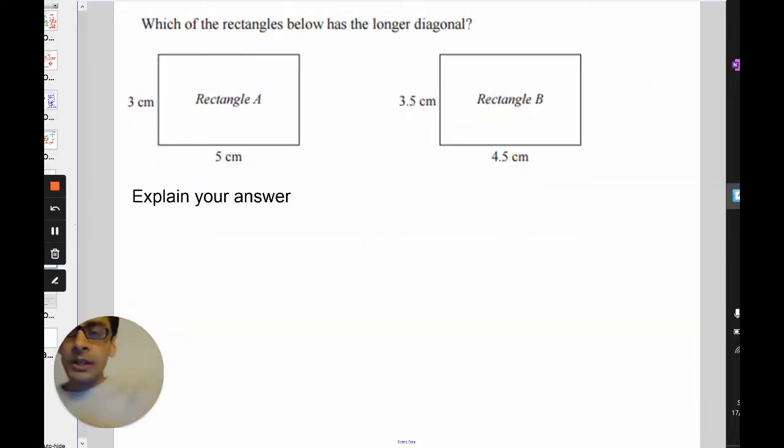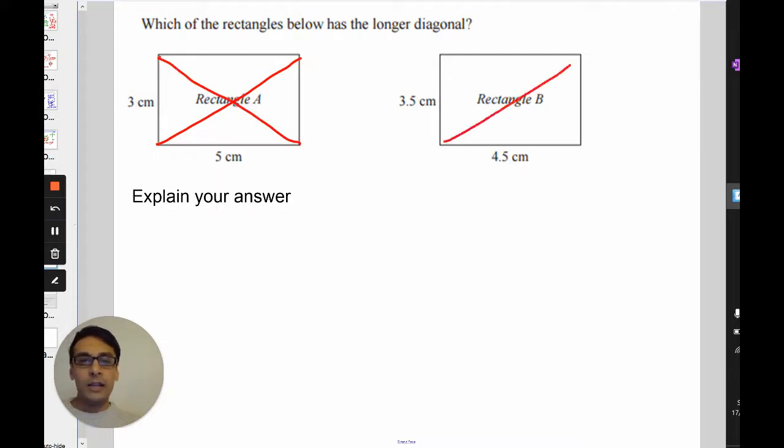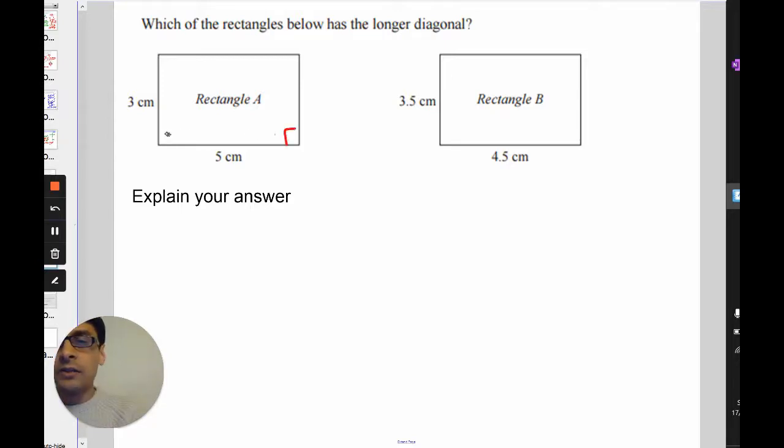Now, we're going to do just two short examples of more Pythagoras questions, which are not necessarily obviously Pythagoras questions. So it says, which of these rectangles below has a longer diagonal? When we talk about a diagonal, we're talking about this length here or that length there. And it's the same for this rectangle on the right. So the question is, which has a longer diagonal? Explain your answer. Well, you know that they're rectangles, so these all have to be right angles.